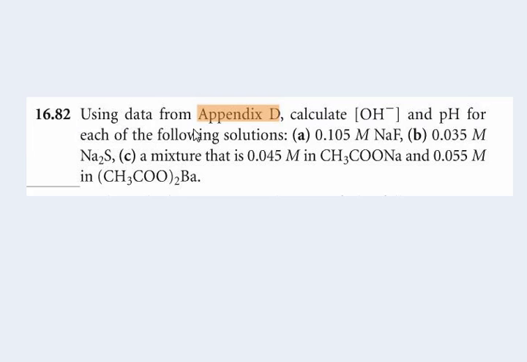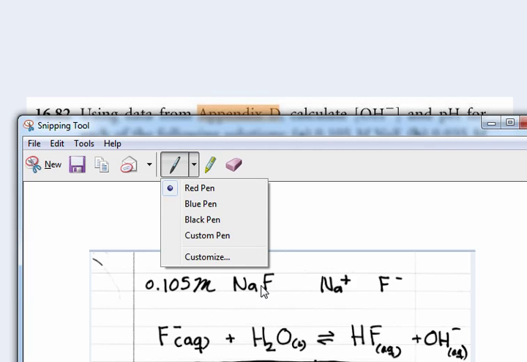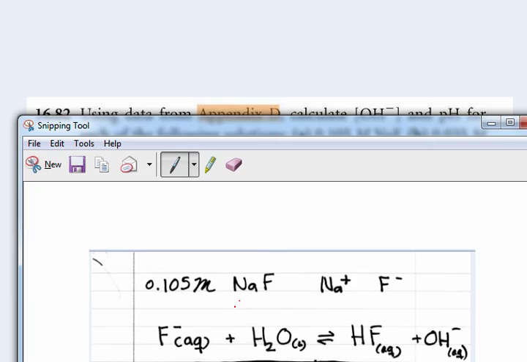It tells us to use the data from Appendix D to calculate the concentration of hydroxide and pH for each of the solutions. So let's look at A, where we have 0.105 molar sodium fluoride. If we look at what we have in solution, sodium and fluoride, remember that sodium is the conjugate acid of a strong base, so it does not affect the pH. So what we're looking at in terms of affecting the pH and the concentration of hydroxide is fluoride.